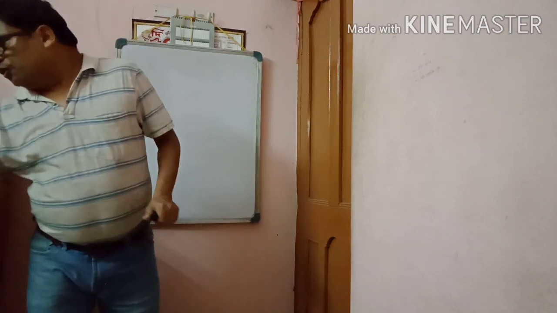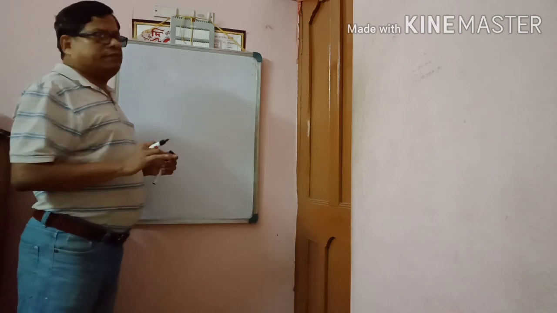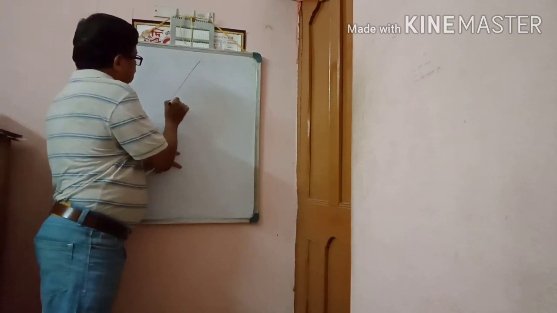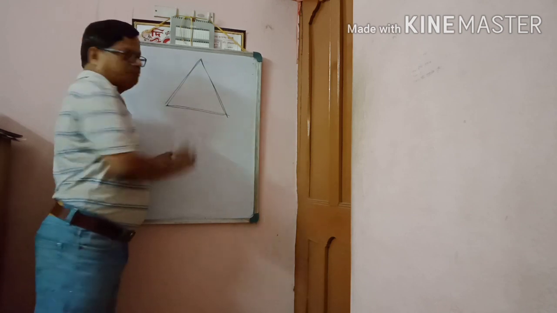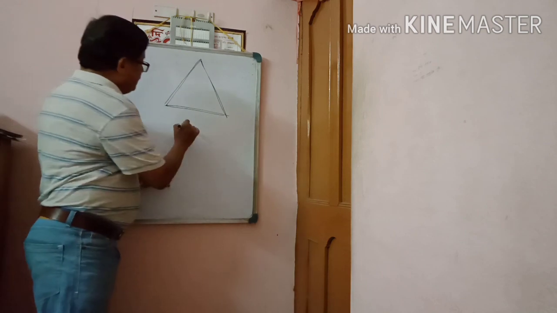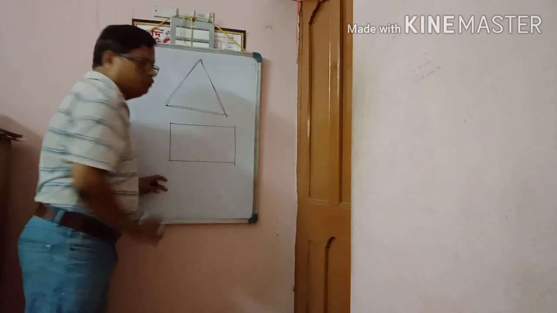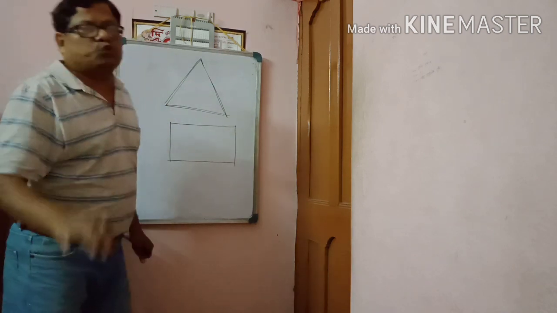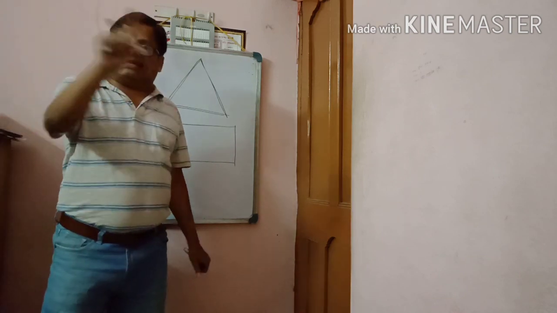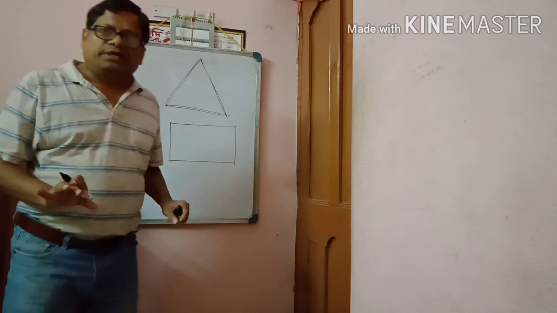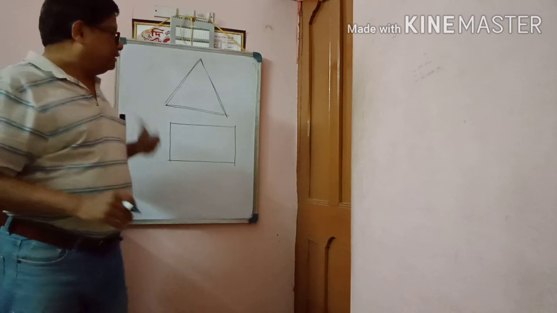All of you know two dimensions and three dimensions. Two dimensions means this figure. This is a 2 dimension figure. Triangle is 2 dimension. And if you write a rectangle, this is also 2 dimension. Square is also 2 dimension. And this circle is also 2 dimension. That is a 2D figure.